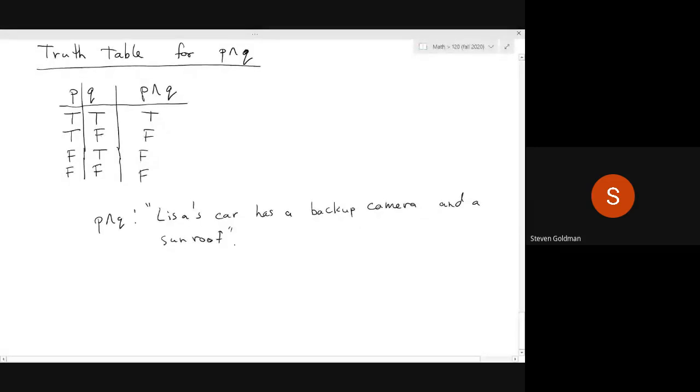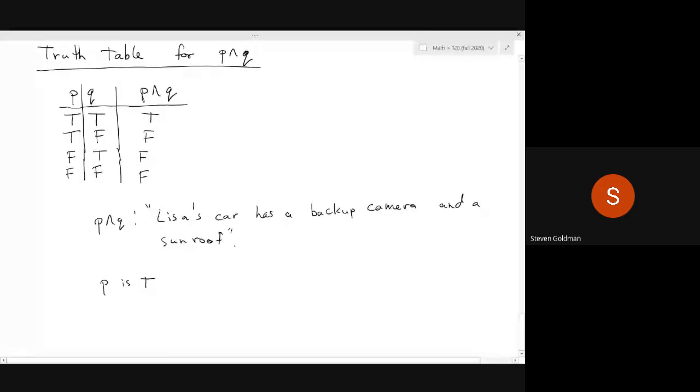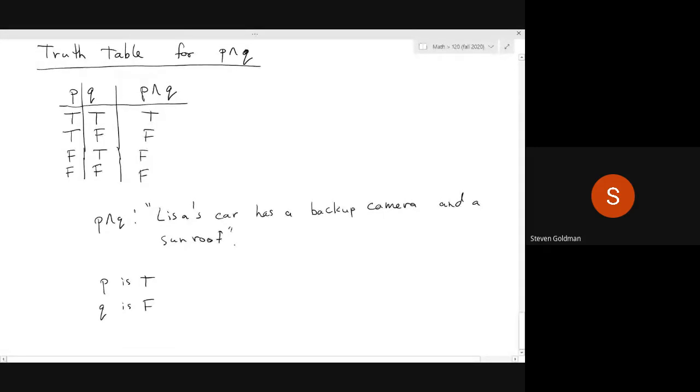All right, so we've written down this sentence here. Now let's say P is a true statement, so that Lisa's car has a backup camera, but Q is a false statement, so that it does not have a sunroof. So let's say P is true, for the sake of argument, and Q is false. Then this sentence is false. It's a lie. It's not true, right? Because I told you that she has a backup camera and a sunroof, but the car doesn't have a sunroof. So as long as a single part of the sentence is false, the entire statement is false. She doesn't have both.